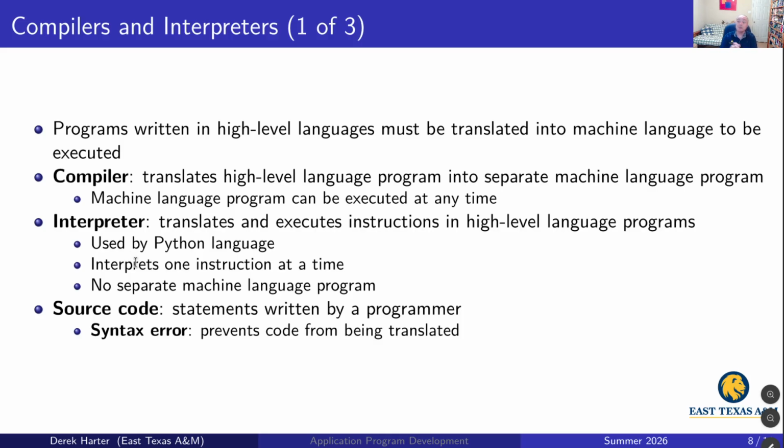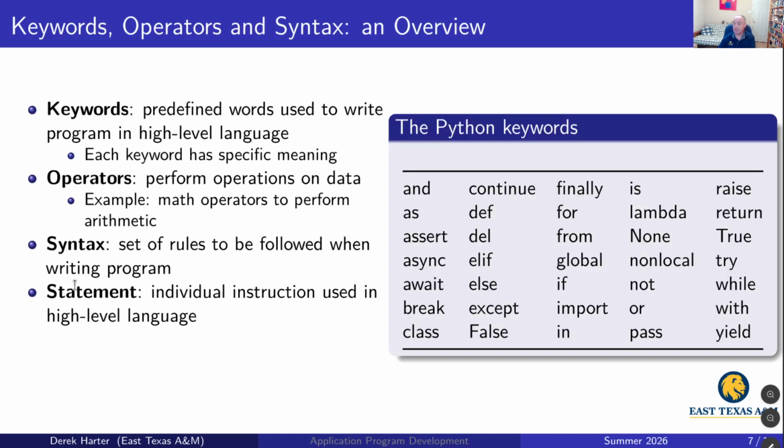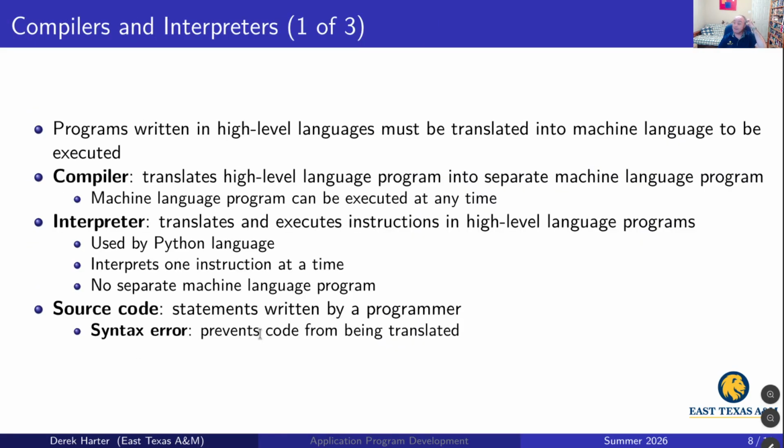The thing that we translate from the high-level language to low-level is called the source code. You're going to be writing source code to create small applications in this class. And if you have something that violates the syntax, it's not an allowed way to write a statement, this will cause a syntax error. This will prevent your code from being interpreted or compiled, so it'll prevent it from being translated successfully down into the machine language in order to actually be executed.